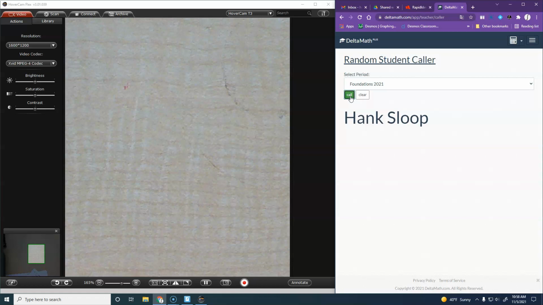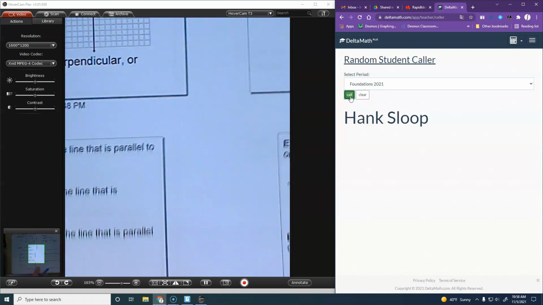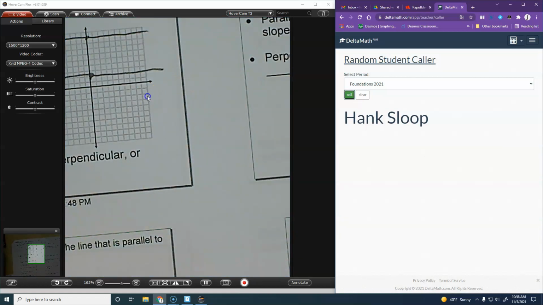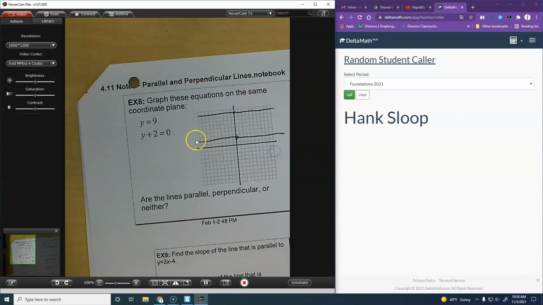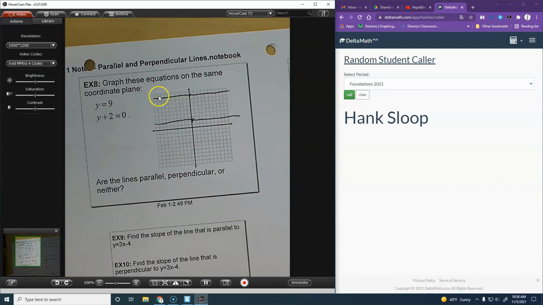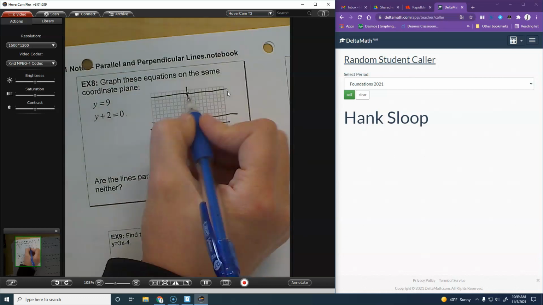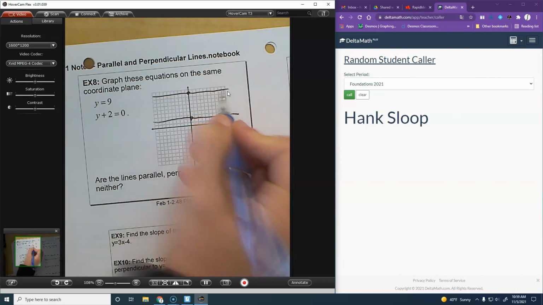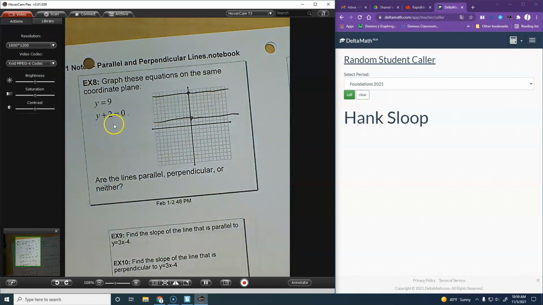Are they both straight across? Because I can put 2 lines. Okay, let's see what he got. Okay, so y equals 9. Horizontal line at 9. Is that correct? Yes, it doesn't seem right that y equals a number is a horizontal line, but it is. It crosses the y-axis at 9. You got to go across here, so that's correct. All right, so this is a horizontal line at 2.